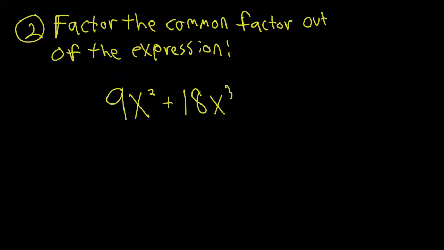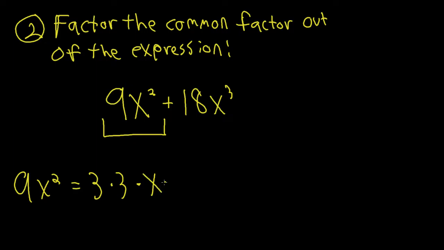Good morning, everyone. Today we're going to be factoring the common factor out of our expression. Our expression is 9x squared plus 18x to the third. My first step is to find my prime factors of 9x squared. So 9x squared is equal to, well, 9 is the same thing as 3 times 3. X squared is x times x.